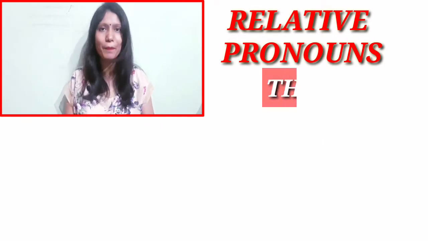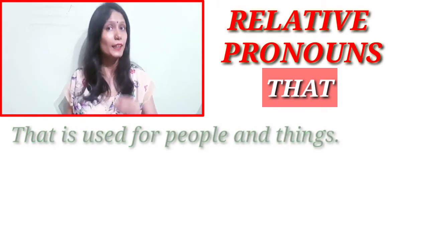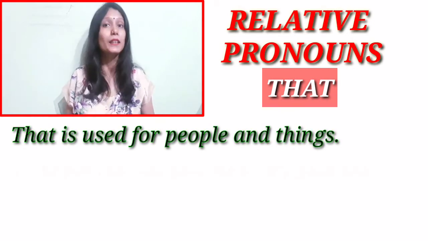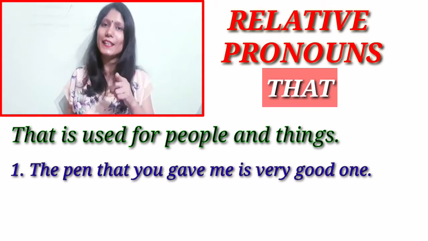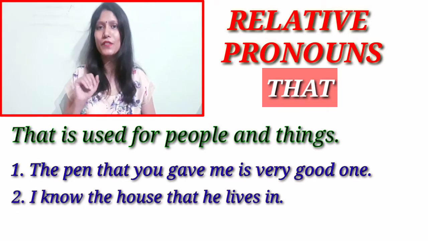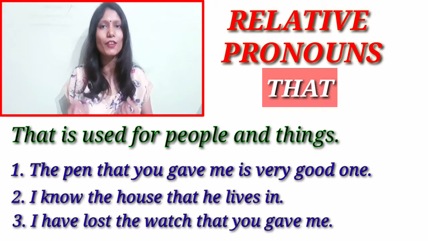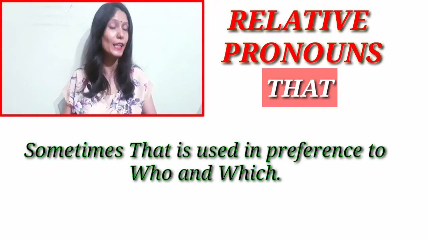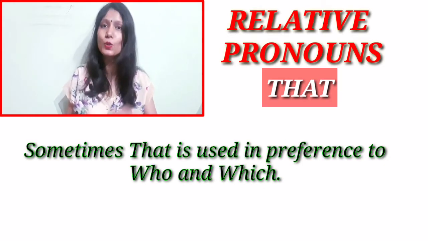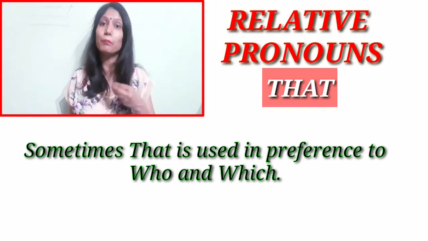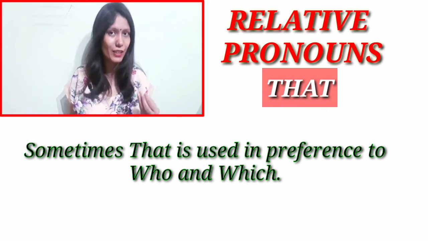Our next relative pronoun is that. That is used for people and things. For example, the pen that you gave me is a very good one. I know the house that he lives in. I have lost the watch that you gave me. Sometimes the relative pronoun that is used in preference to who and which. So what are the conditions when that is used in preference to who and which?